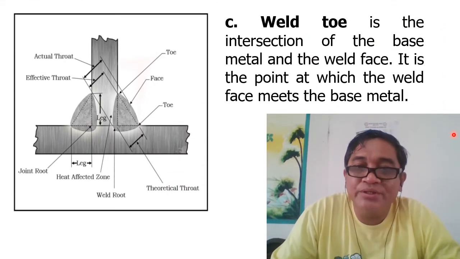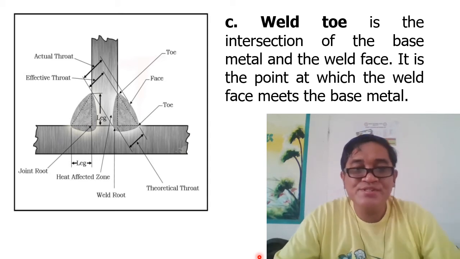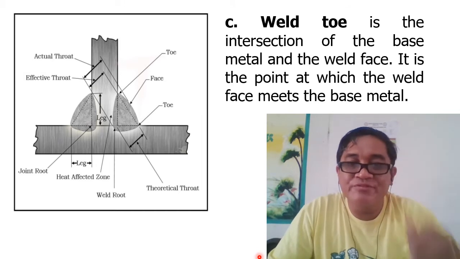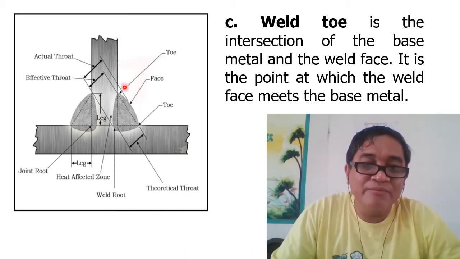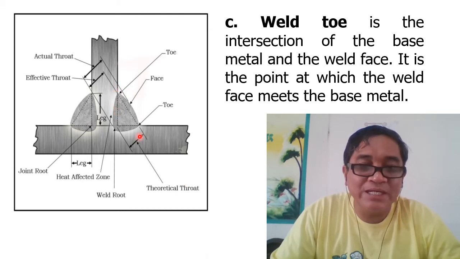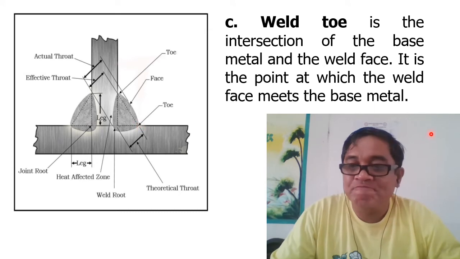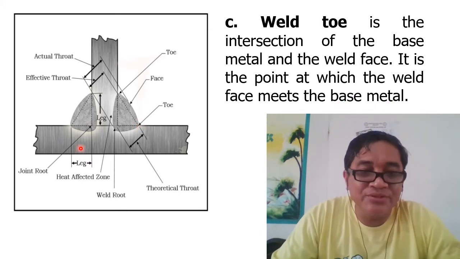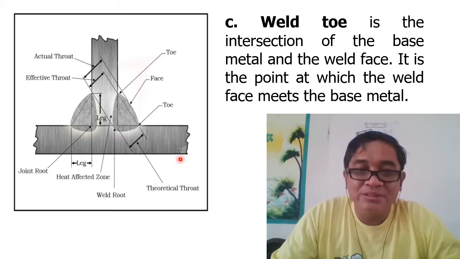The third one is the weld toe. Weld toe is the intersection of the base metal and the weld face. It is the point at which the weld face meets the base metal. So here you have the toe in this part, and this one part is the weld toe. So please take note, the base metal is on the horizontal.